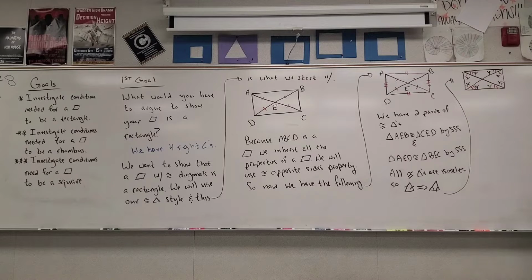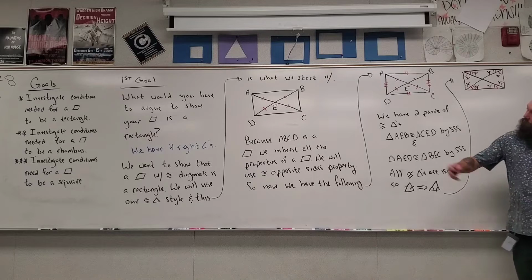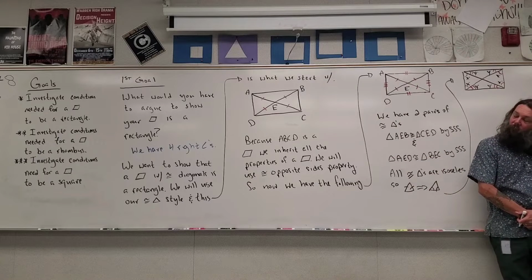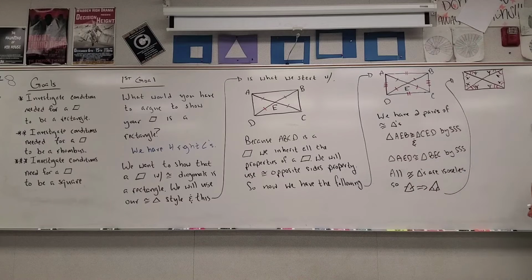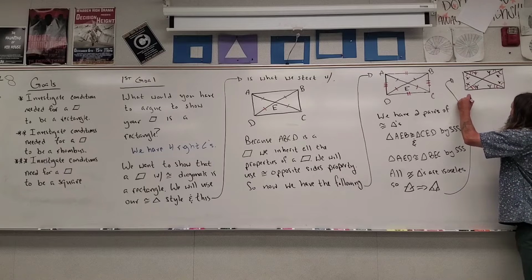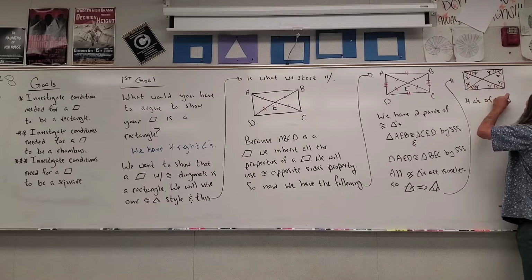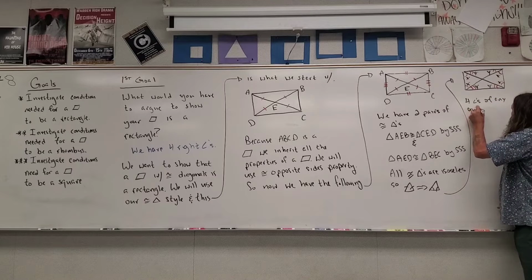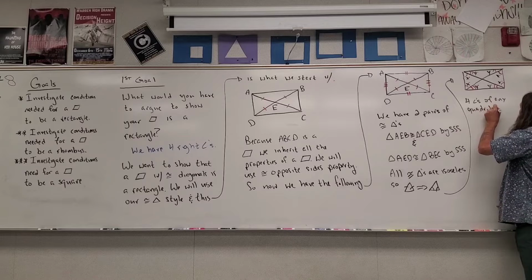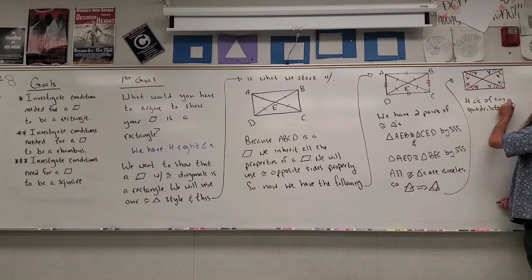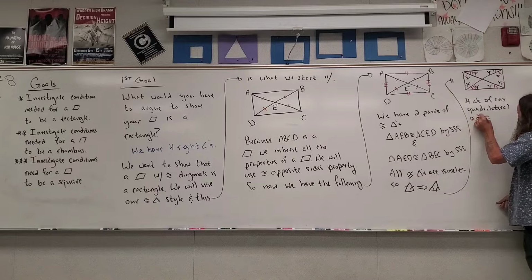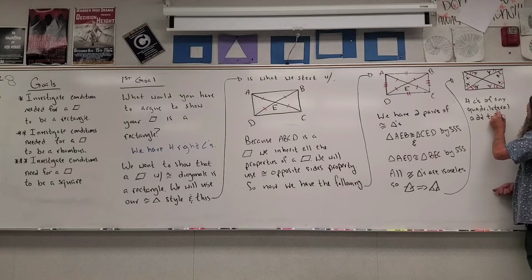Okay? And I have a 4-sided shape. So we know that the 4 angles of a 4-sided shape add to 360. The 4 angles of any quadrilateral add to 360.